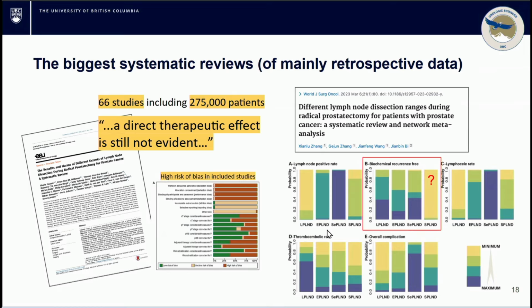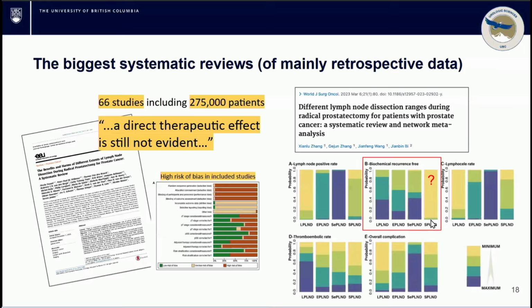And I'm generally a fan of trying to preserve ordinality and continuity in data in your analysis if you can. But in the end, the outcomes were a bit strange anyway. The BCR-free rate was better in the limited, extended, and super extended groups, and then somehow worse in the standard with a limited template. Anyway, I like the figure, but I just wanted to highlight this.